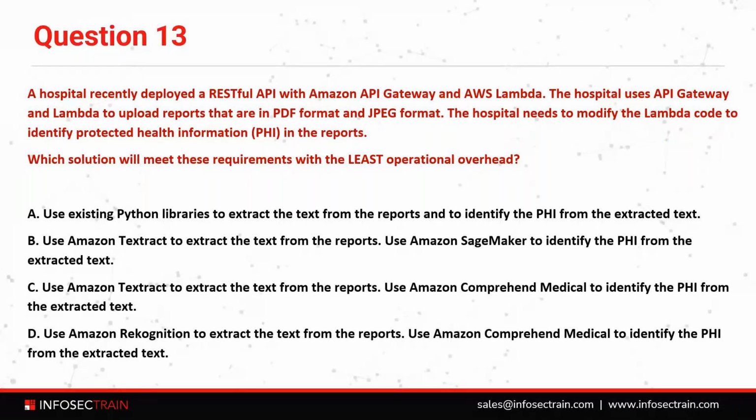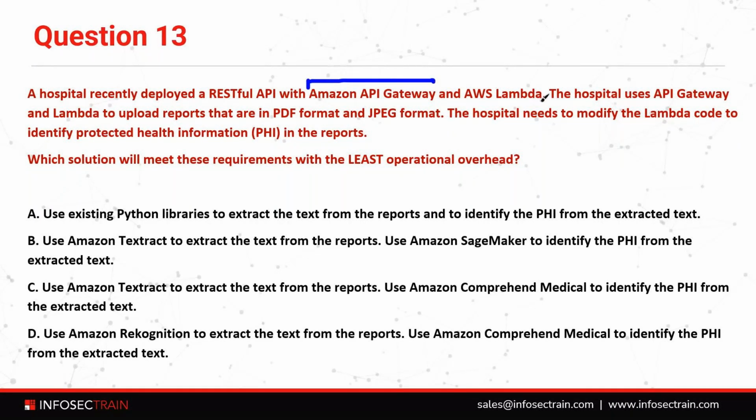Okay. So how things are there in this respective part? Let's just explore it out. Everyone over the screen now, please. The question says that a hospital recently deployed a RESTful API with Amazon API Gateway. This is a service we have in AWS, which is called API Gateway. Okay, with AWS Lambda.